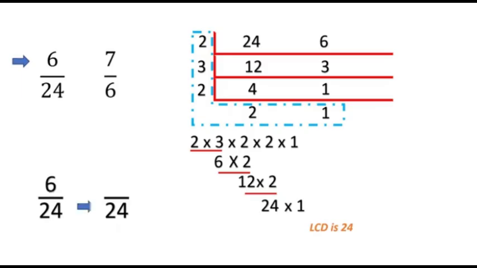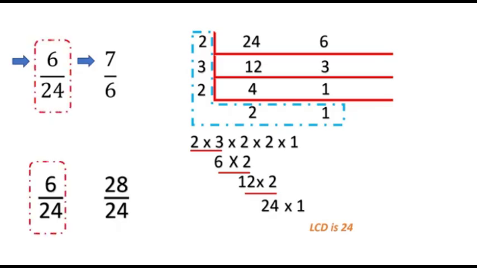So for the second one, do the same pattern. 24 divided by 6 is 4. 4 times 7 is 28. So we can now conclude that 6 over 24 is less than 28 over 24. Or 6/24 is less than 7/6.